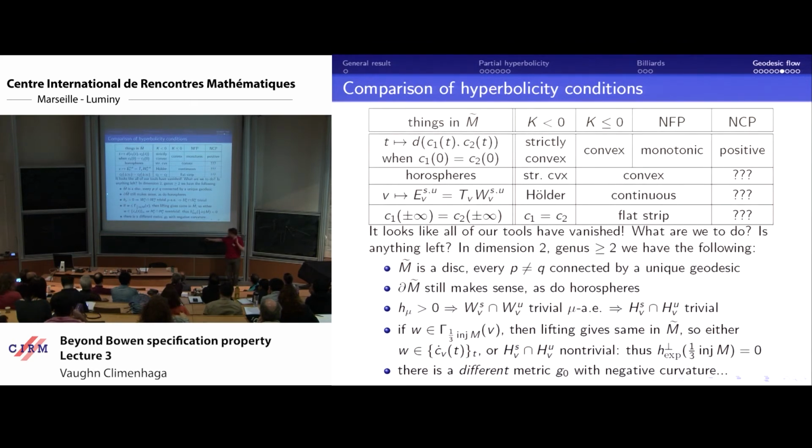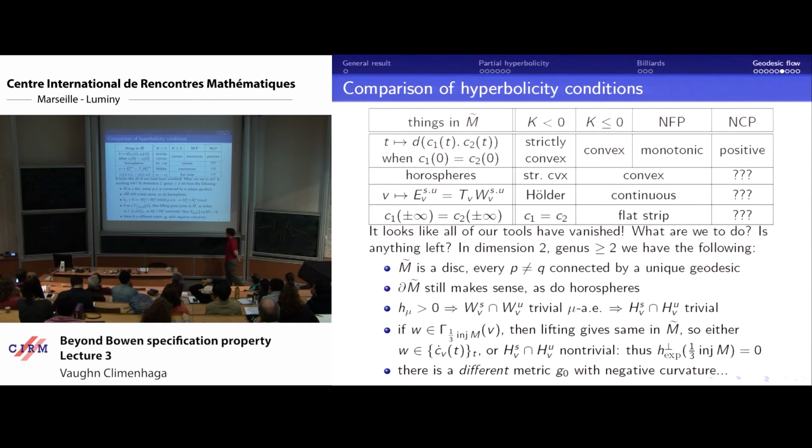If you have an ergodic measure of positive entropy, then it has non-zero Lyapunov exponents, Margulis-Ruelle inequality. Therefore, by Pesin theory, the stable and unstable manifolds have trivial intersection almost everywhere. By trivial, I mean they intersect in a single point, as you expect. But if the stable and unstable manifolds intersect in a single point, then the stable and unstable horospheres must intersect in a single point.